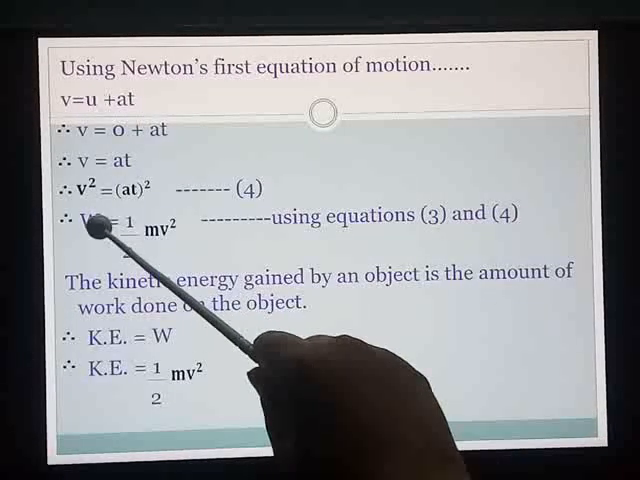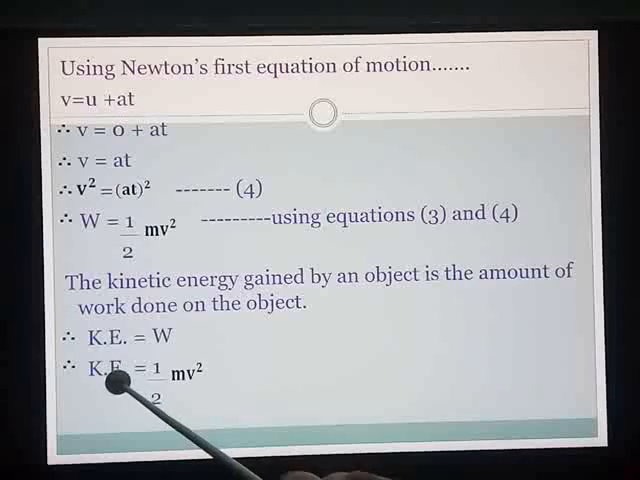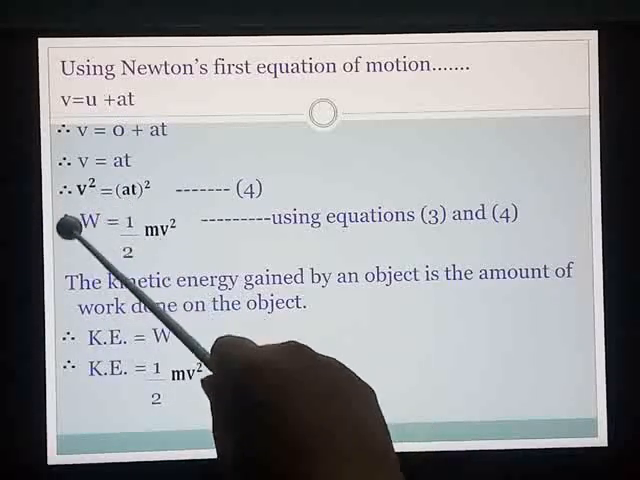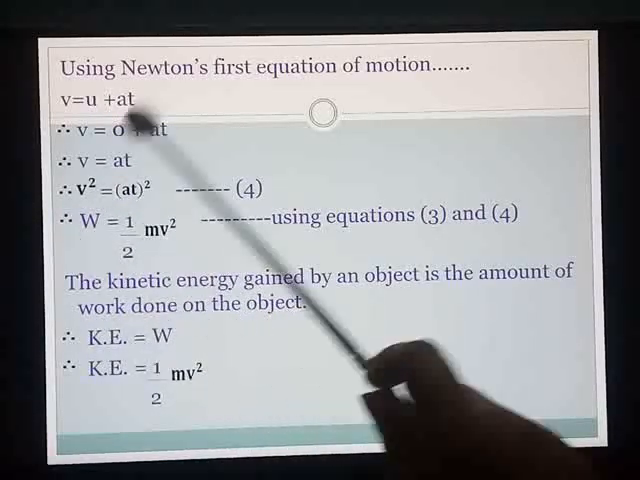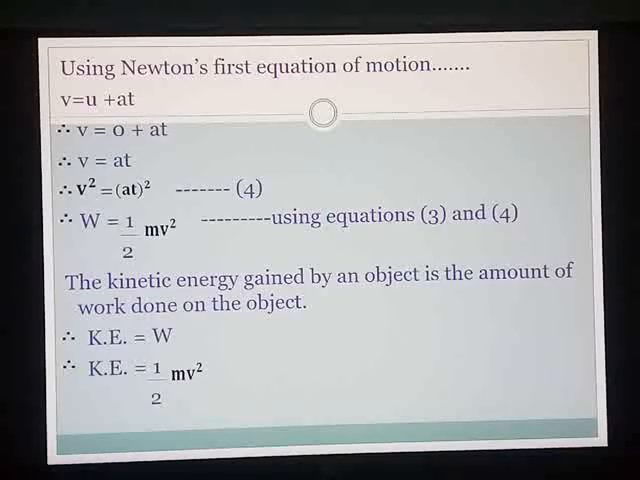So in place of work you can write kinetic energy is equal to whatever formula for work you have derived, that you can show as half mv square. In this way we get the derivation for kinetic energy by using Newton's equations of motion. Now how you are going to apply this formula, we are going to see through a small solved example.